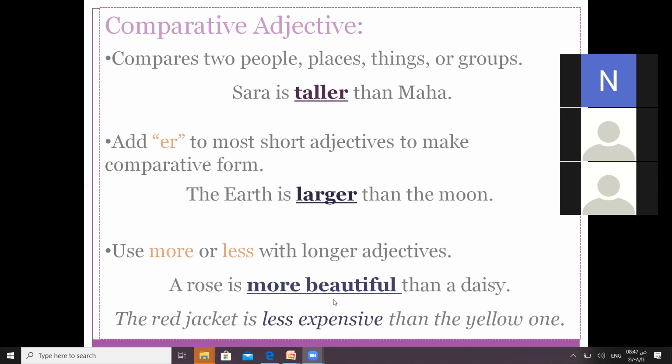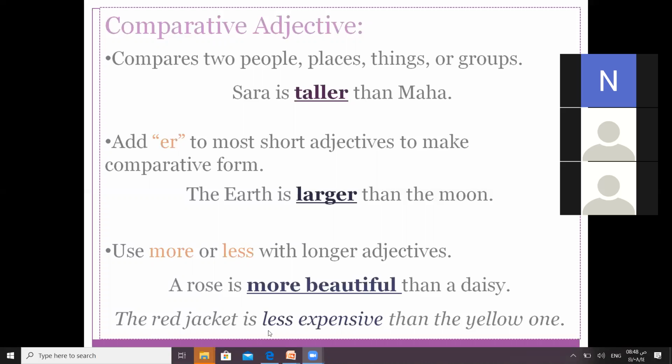I can't say beautifuler. Of course, no. This is more than two syllables. So what shall we do? We should add more. When I'm comparing between two nouns, I will add more or less. It depends on the meaning. So a rose is more beautiful than a daisy. If I want to use less, I will say a daisy is less beautiful than a rose. Here the opposite meaning, so I will use less. Did you notice that?